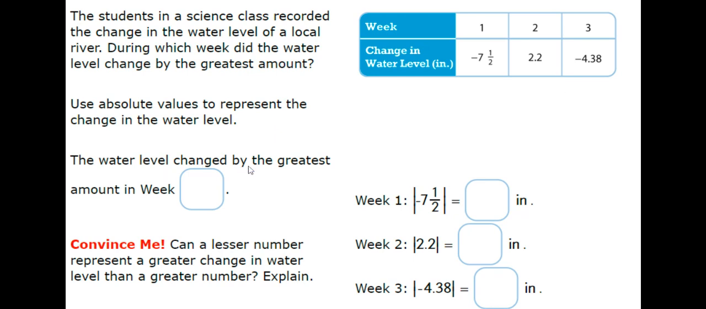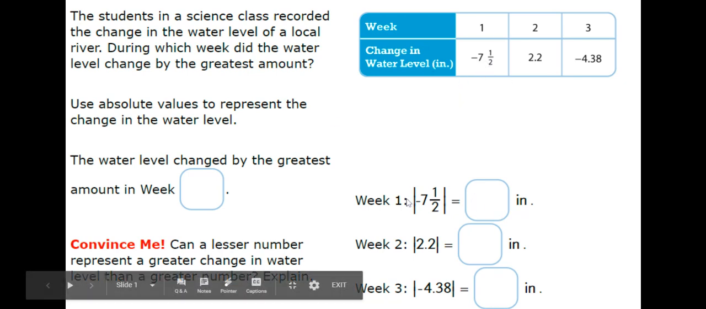So the water level changed by the greatest amount in week one, because -7.5, while it's the lowest number on a number line, is actually the highest absolute value. So the absolute value of -7.5 is 7.5. The absolute value of 2 and 2/10 is 2 and 2/10. The absolute value of -4 and 38 hundredths is 4 and 38 hundredths.